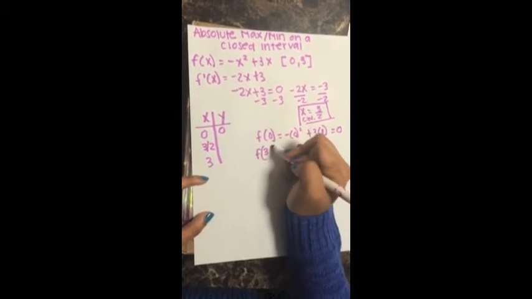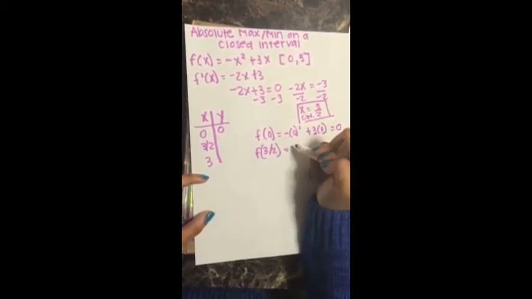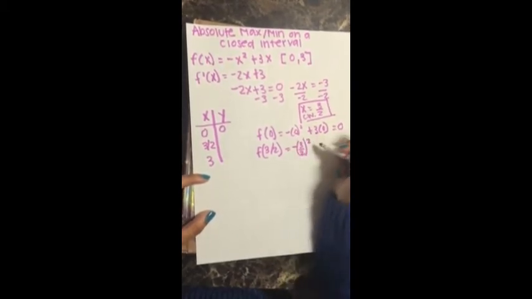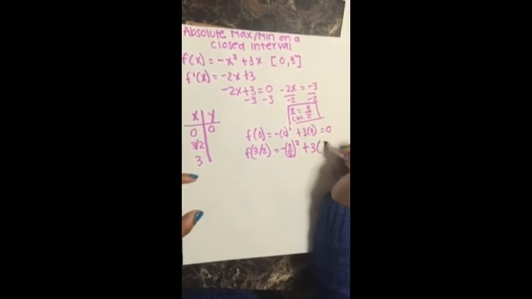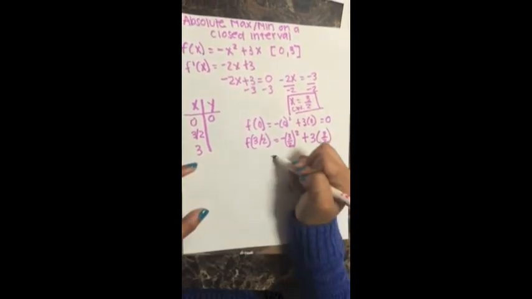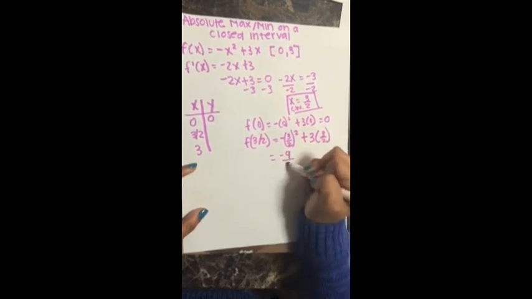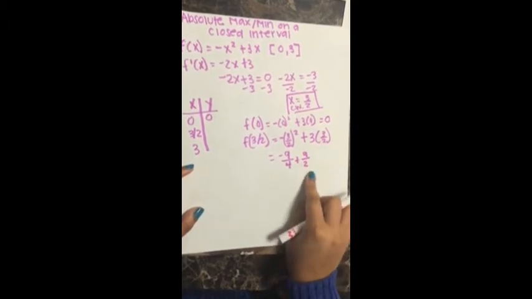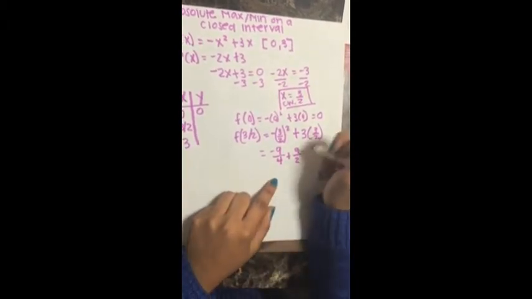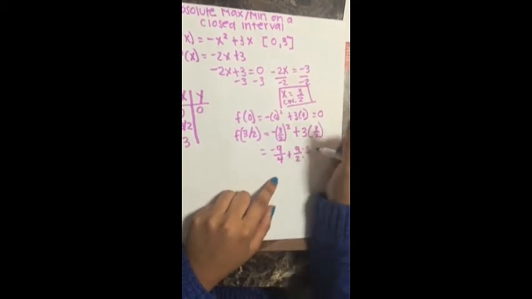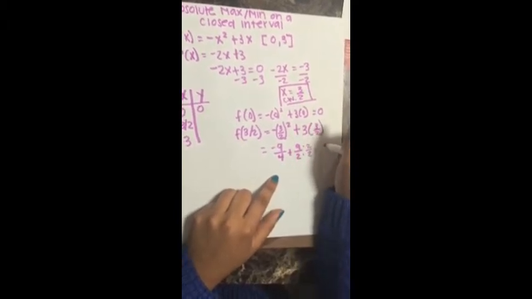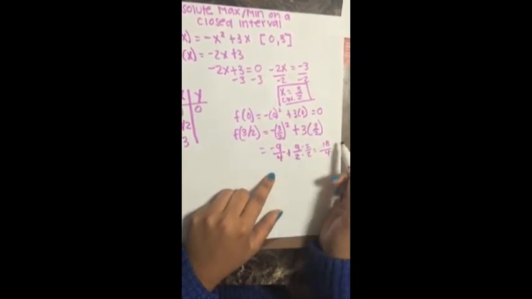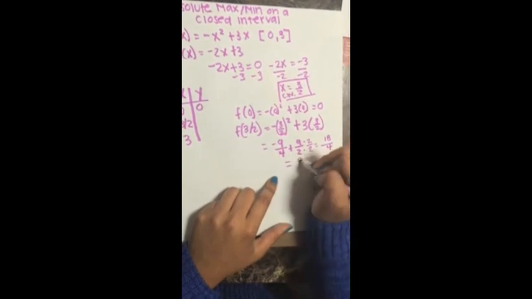F of 3 over 2 would be negative 3 over 2 squared plus 3 times 3 over 2, which would give us negative 9 over 4 plus 9 over 2. So we have to combine these, but we have to find the common denominator first. So we'll just multiply 9 over 2 by 2 over 2, and we'll get 18 over 4. So we'll have negative 9 over 4 plus 18 over 4, which would give us 9 over 4.